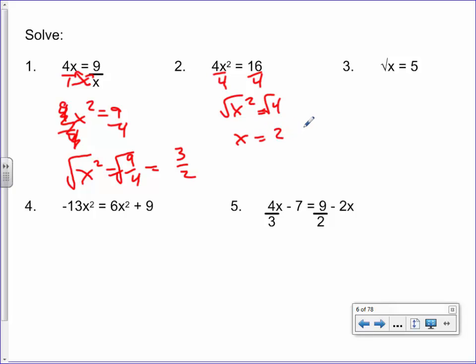That's actually not fully correct. There's another answer. 2 over 1. 4 over 2. Oh, negative 2. Okay, so side note here.